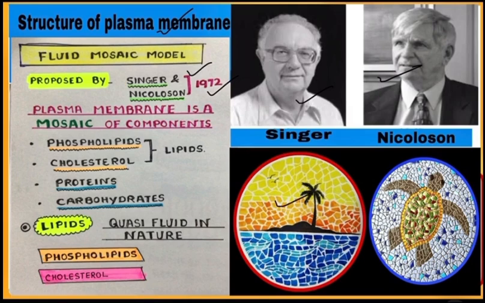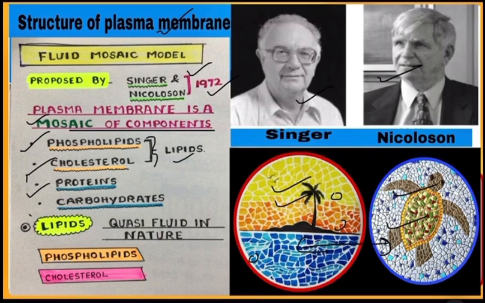First see these two pictures. This is a scenery and this is a picture of a turtle. Both these pictures are formed by a mosaic of tiles. Similarly, according to the fluid mosaic model, the plasma membrane is a mosaic of components including phospholipids, cholesterol, these two are lipids, and then proteins and carbohydrates.